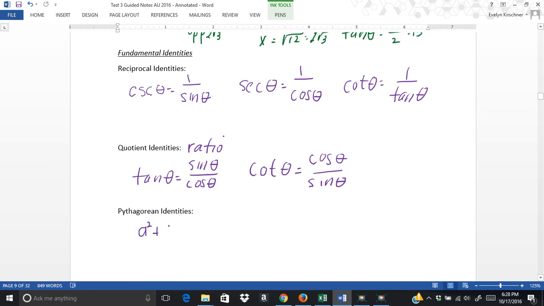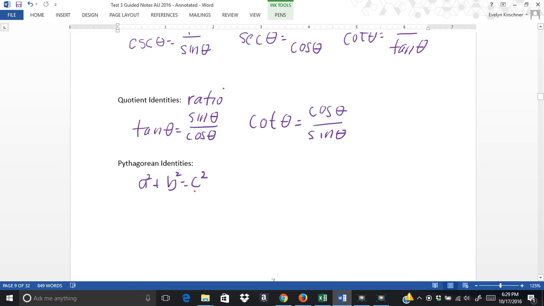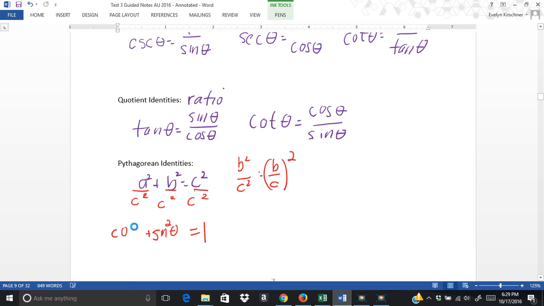We have a squared plus b squared is c squared. So what I want to do is divide each of these by c squared. And this is 1. And b over c, if you remember, was sine theta. So I have sine theta, but it's squared, because b squared over c squared is the same as b over c, everything squared. And a squared over c squared is cosine, so it's cosine squared theta. So this is my Pythagorean identity.